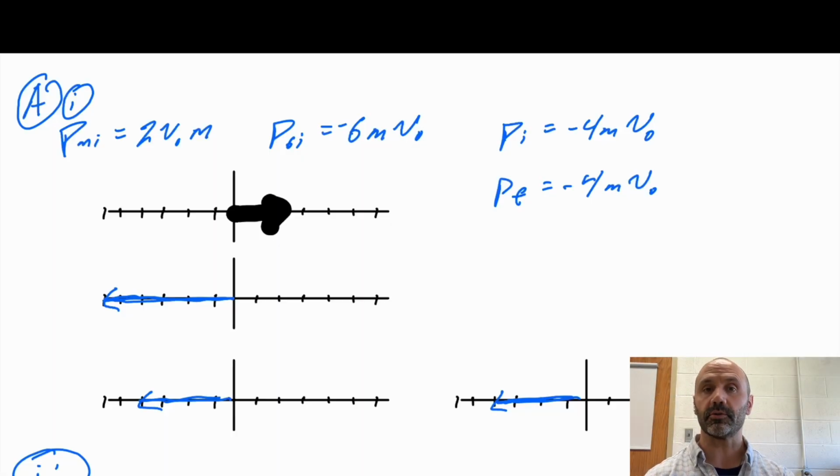Today I want to go over the first free response question from the AP Physics C Mechanics Test 2025, the released version. There were at least 4 different versions that I heard about. And so here's question number 1.